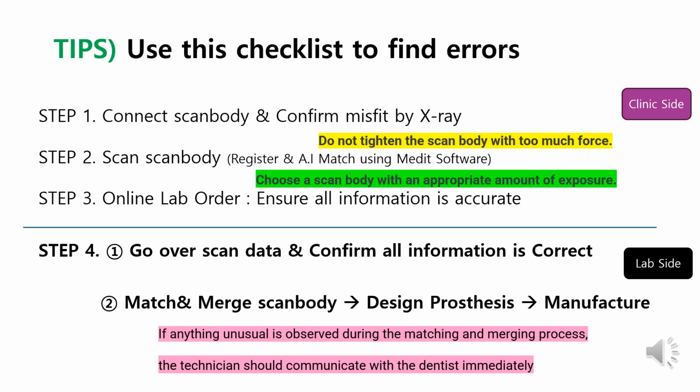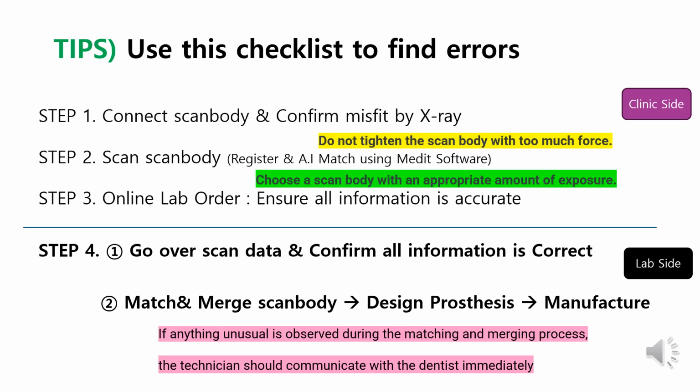In step 1, do not tighten the scan body with too much force. In step 2, choose a scan body with an appropriate amount of exposure and match it in advance on the Medit Link program. In step 3, verify once again that the information is accurate before ordering online. In step 4, if anything unusual is observed during the matching and merging process, the technician should communicate with the dentist immediately. If you stick this on your desk and use it as a checklist, you will be able to get a much more accurate implant prosthesis consistently. Good luck to your dental team.